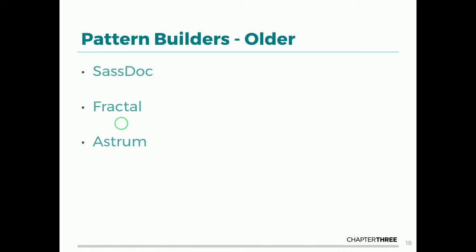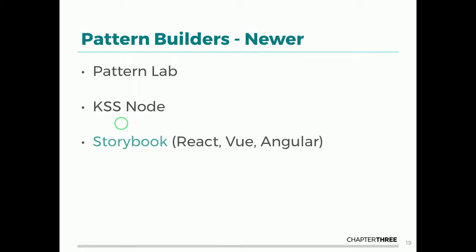And Astrum's just one I recently heard about. Anyone heard of that one? Anybody use one that I haven't mentioned? KSS Node? KSS Node, correct. So I think KSS Node and Pattern Lab are the next generation beyond Fractal and SassDoc and those. And then Storybook is sort of a React tool.